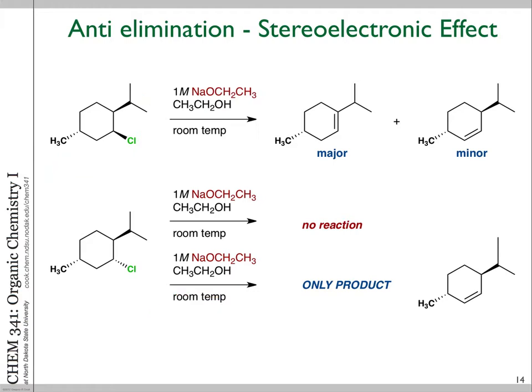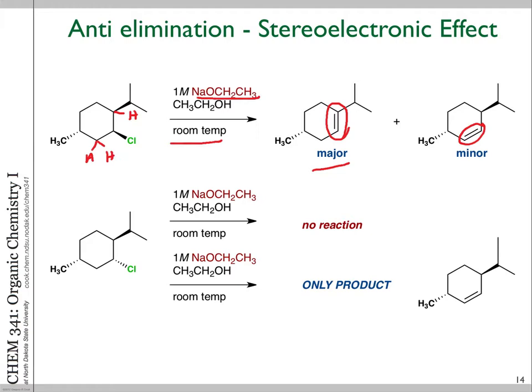If we treat this at room temperature with sodium ethoxide and ethanol, we see elimination occur. There are beta hydrogens here, and there are beta hydrogens here. Elimination occurs to give the more substituted double bond by elimination of the hydrogen on top as the major product, and the minor product from elimination in the other direction. So we see both products formed as we expect.